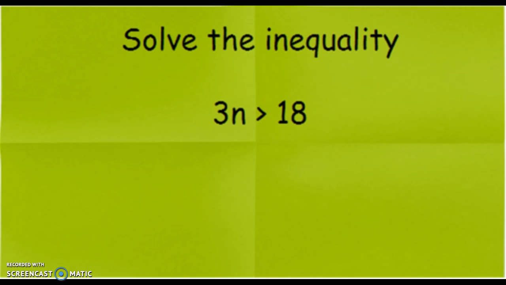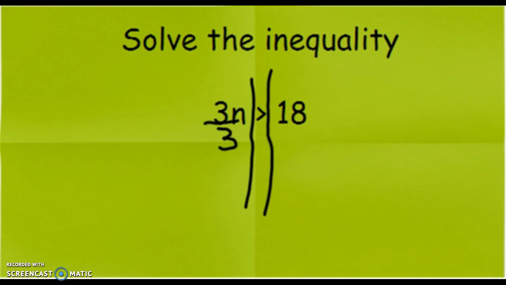First it says to solve the inequality, so I'm going to do my train tracks on either side. Now 3 is times n, so to get that to go away, I need to divide by 3 on both sides. And 18 divided by 3 is 6, so my answer is n is greater than 6.